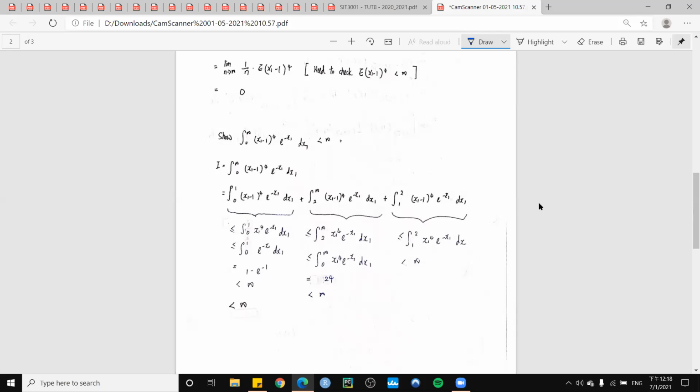To show this, if you tried to use direct integration, it may be a little bit tedious. So use the idea of inequalities, because you just want to show that it's finite. As long as I can show that it has a bound, then it's done. Okay, so this is the idea.